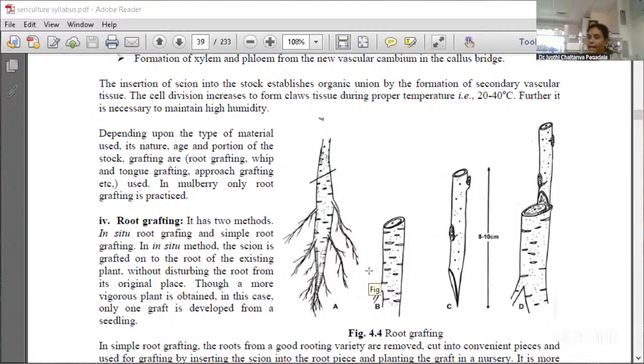And planting the graft in a nursery, it is more economical for multiplication as more grafts can be prepared from the root of the plant. Here you can see the first picture, figure A, root grafting, figure B, stem, and figure C with 8 to 10 centimeters length here we are showing, and figure D, here we are grafting both the root part and the shoot part.